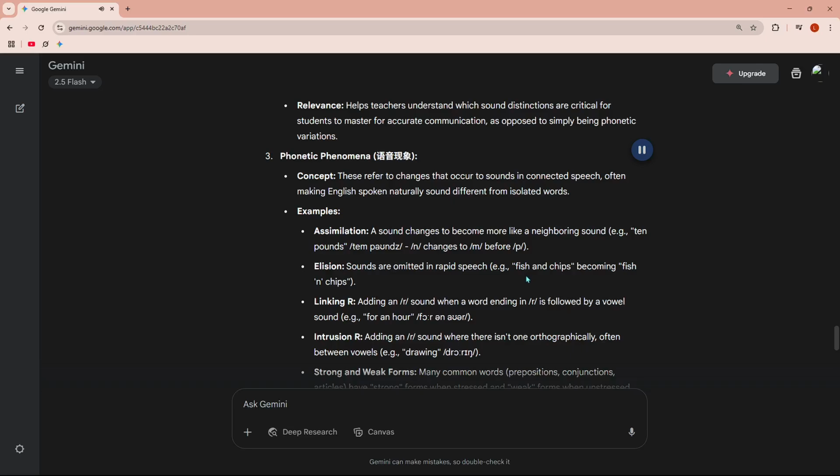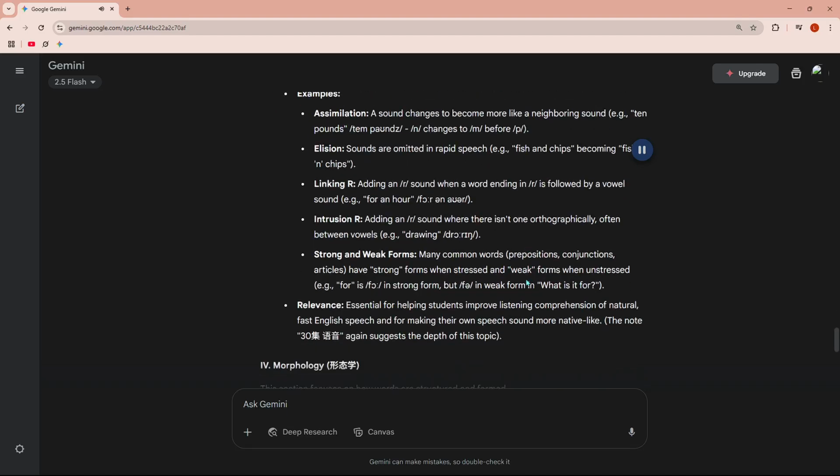Elision: sounds are omitted in rapid speech, e.g., fish and chips becoming fish 'n' chips. Linking R: adding an R sound when a word ending in R is followed by a vowel sound, e.g., for an hour, for an R. Intrusion R: adding an R sound where there isn't one orthographically, often between vowels, e.g., drawing, drawer.